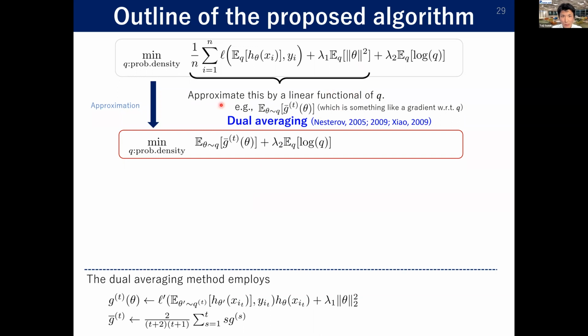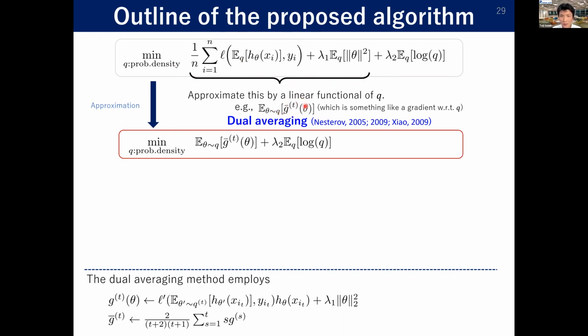Okay, so here is an overview of our proposed method. As I said, we want to optimize this objective function, but the difficulty is that this is not linear, because the loss function L is a nonlinear function. So this is a nonlinear objective function. So we try to linearize this objective. Basically, we take its gradient with respect to the density function Q, then we linearize it like this. So this is a linear function with respect to the density function Q.